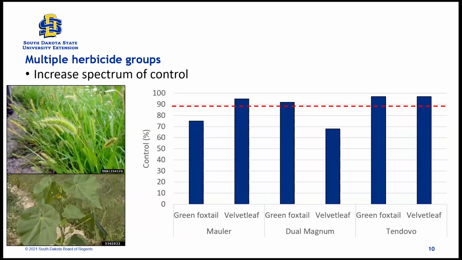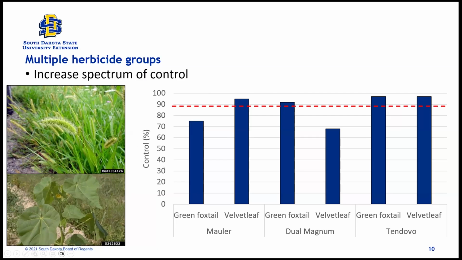Kind of putting a little bit of data back behind this, again, this graph is set up similar. We want to get taller bars, right? Closer to 100. That means there's no weeds. So in this example, we have green foxtail, a grass, and velvetleaf, a large-seeded broadleaf weed. We have 3 different pre's. We have Metribuzin, which is mostly broadleaves. We have Dual Magnum, which is better on the grasses. And then we have Tendova, which is a mixture of 3 herbicides. So it's going to have the Metribuzin, the S-metolachlor Dual, and then a 3rd herbicide.